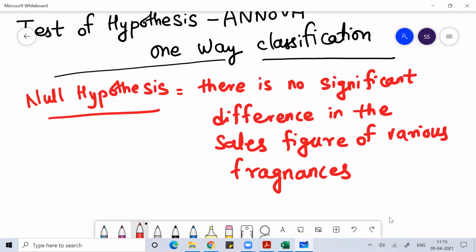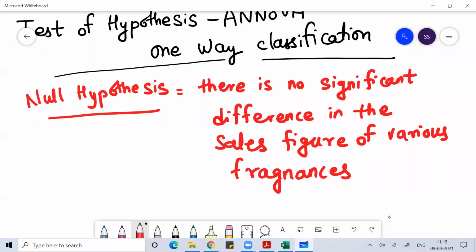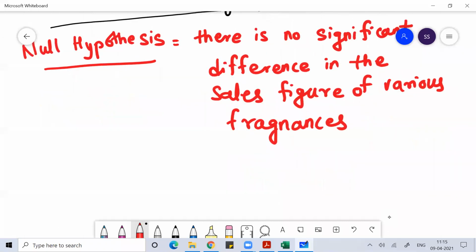I told you that ANOVA is part of the test of hypothesis, and whenever we perform a test of hypothesis, it is very important to understand what the null hypothesis should be. Whenever you solve any problem of test of hypothesis, the question will end with a question mark, and whatever is given with the question mark, you have to assume that is equal. So in the null hypothesis, I'll write there is no significant difference in the sales figures of all the fragrances given. This means that mu1 is equal to mu2 equal to mu3 equal to mu4.